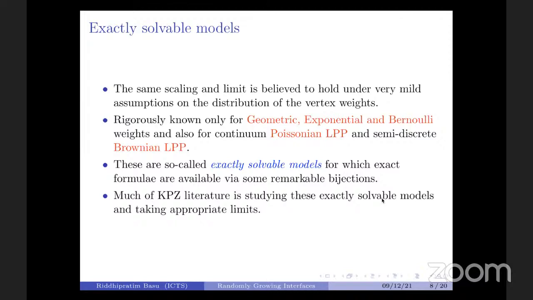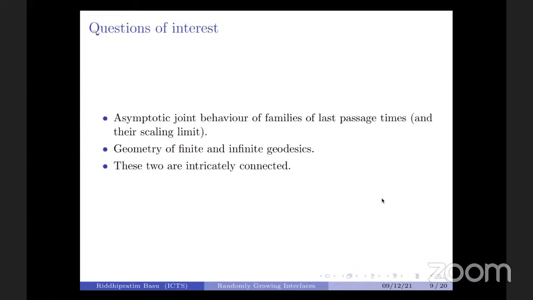So although we very much would like to understand universality under very general conditions, much of the literature is actually studying these exactly solvable models and trying to understand the finer details of these models using these exact formulas. So what are the kinds of questions of interest? Because we have this exact formula available for these models, we can do a lot of fine analysis of these particular models.